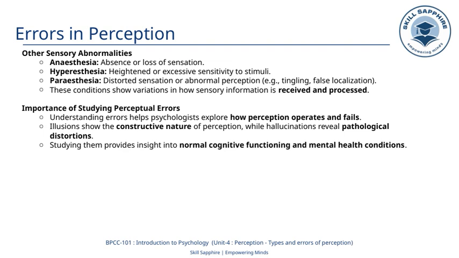For example, illusions demonstrate the constructive nature of perception, how our minds actively interpret sensory input, while hallucinations reveal more pathological distortions, often linked to mental health issues.